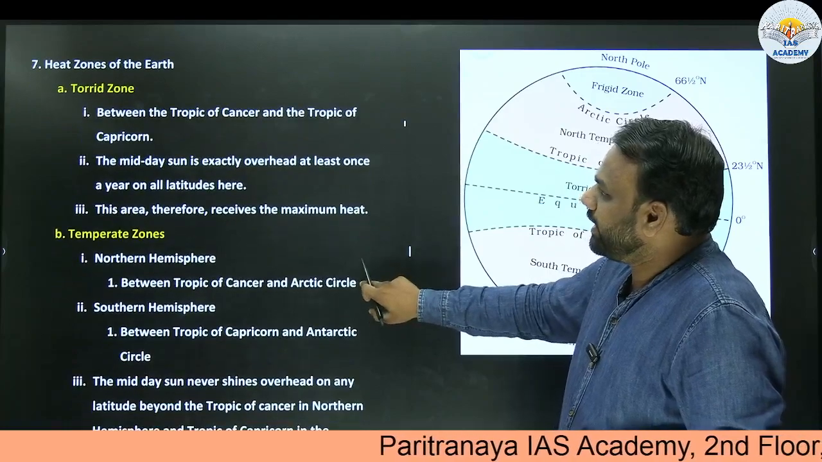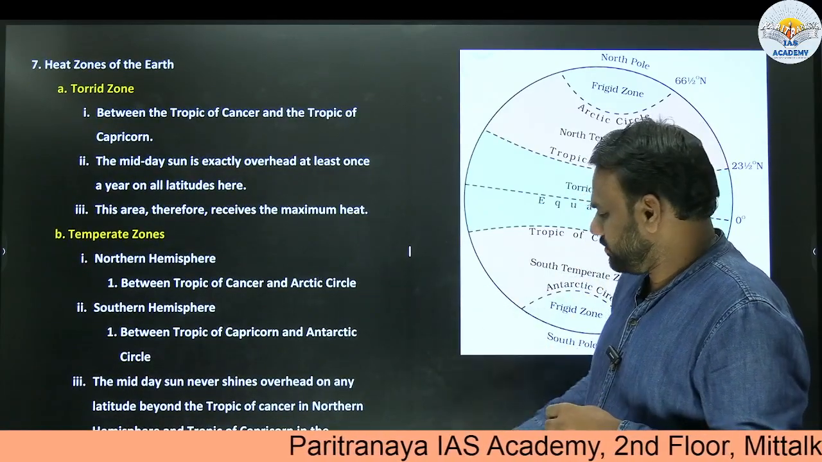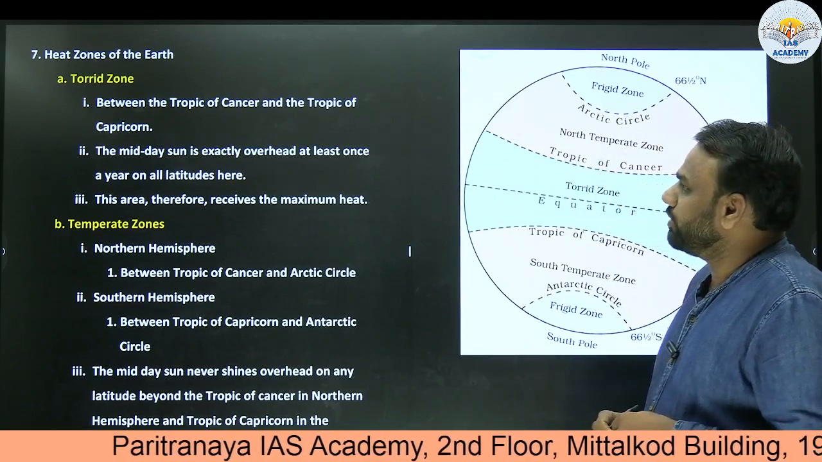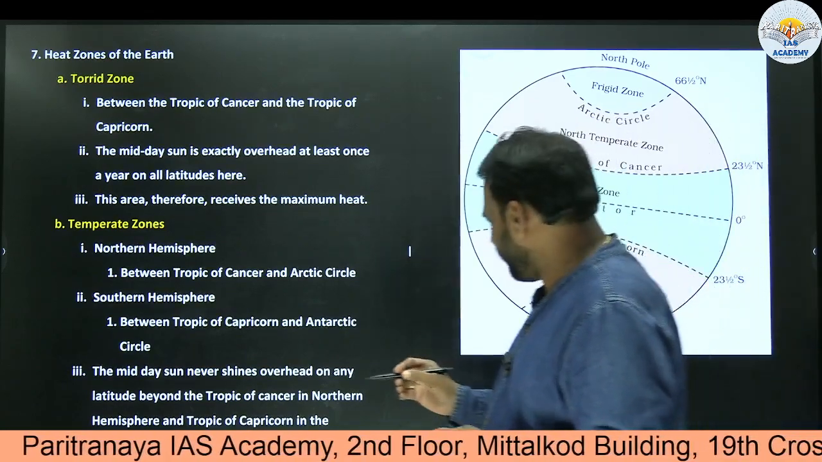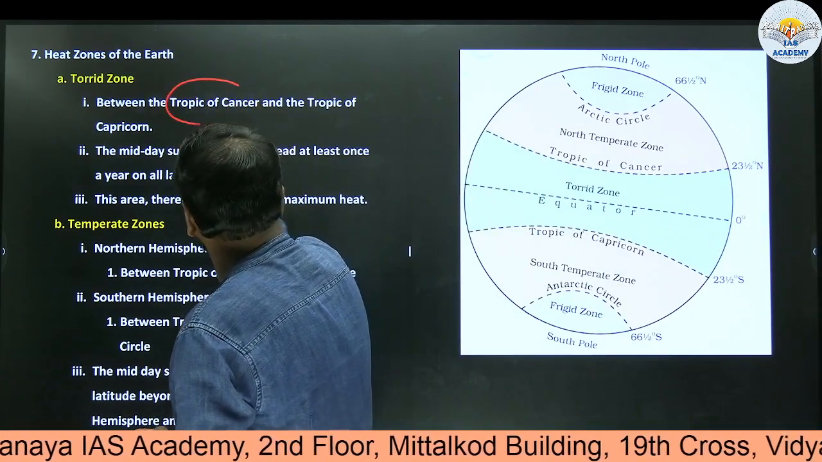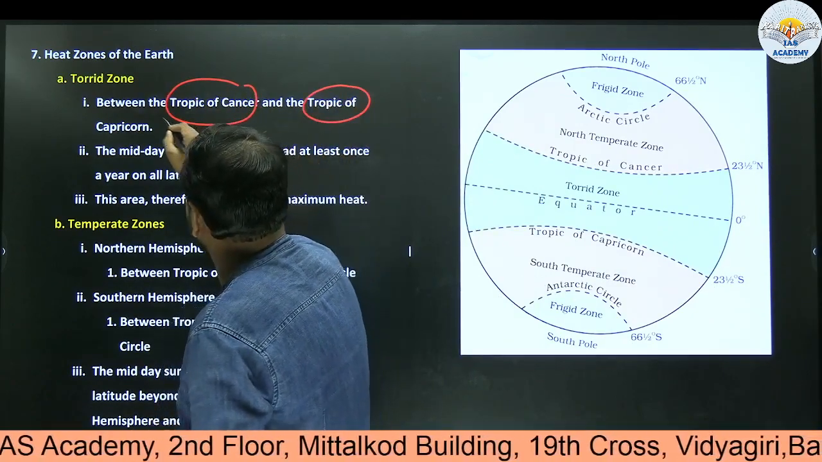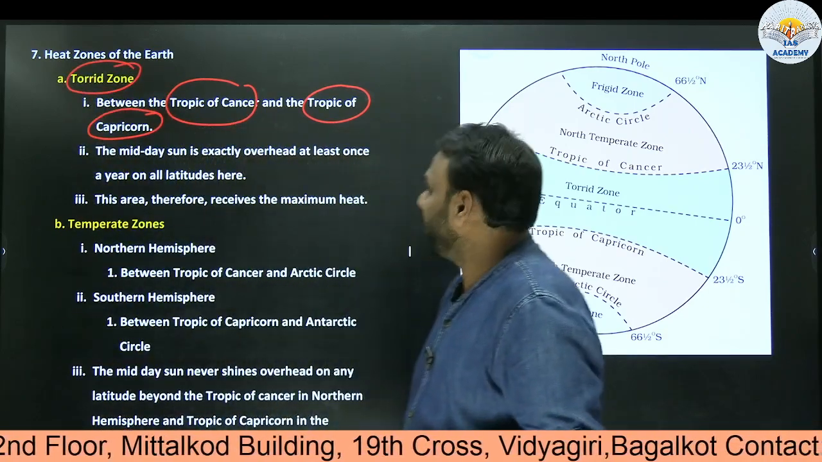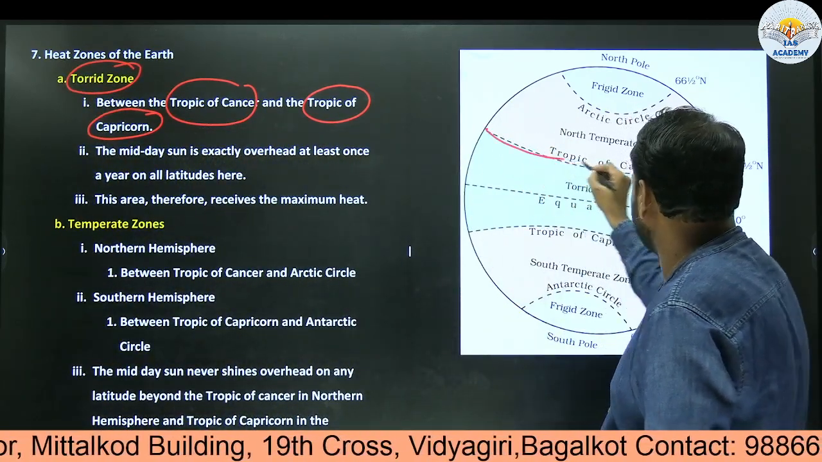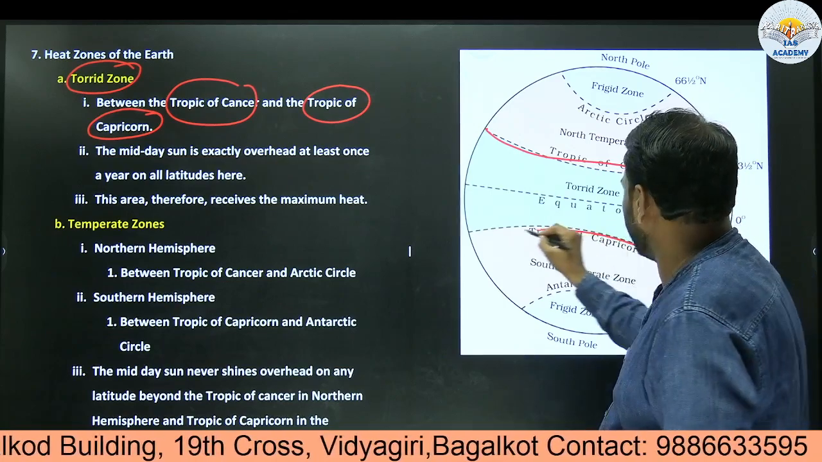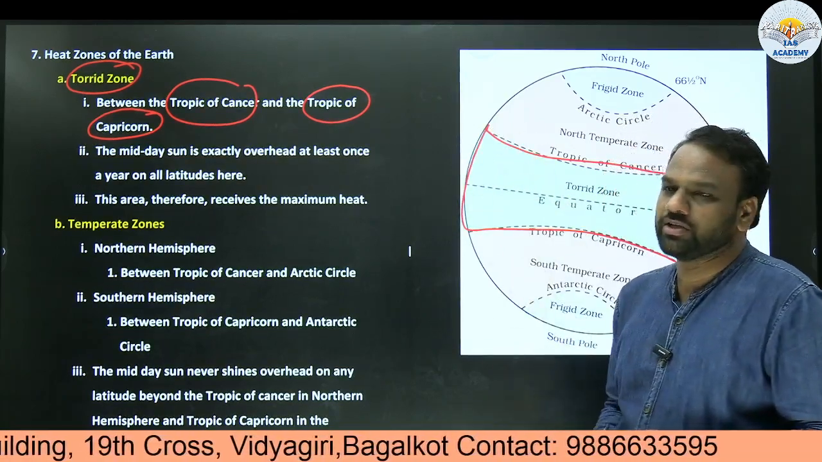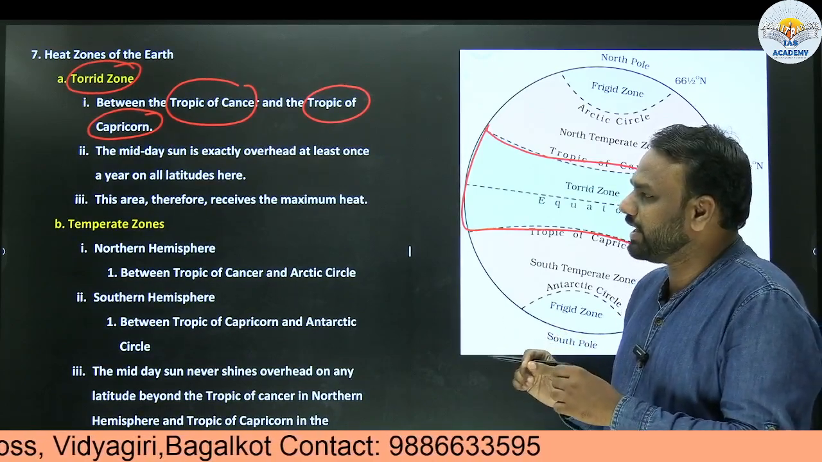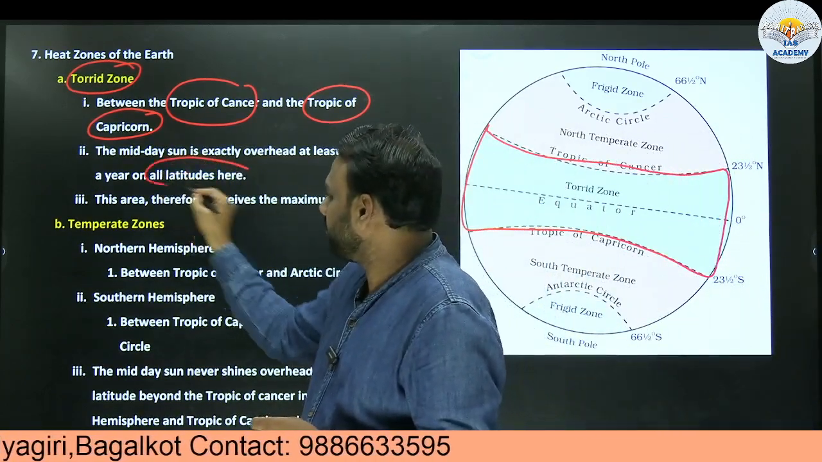see here. Next we will be studying about heat zones. There are important heat zones. So the zone which is present between the Tropic of Cancer and Tropic of Capricorn is called the torrid zone. So where does that zone exist? This area. This area we call the torrid zone. The midday sun is exactly overhead at least once a year on all latitudes here.